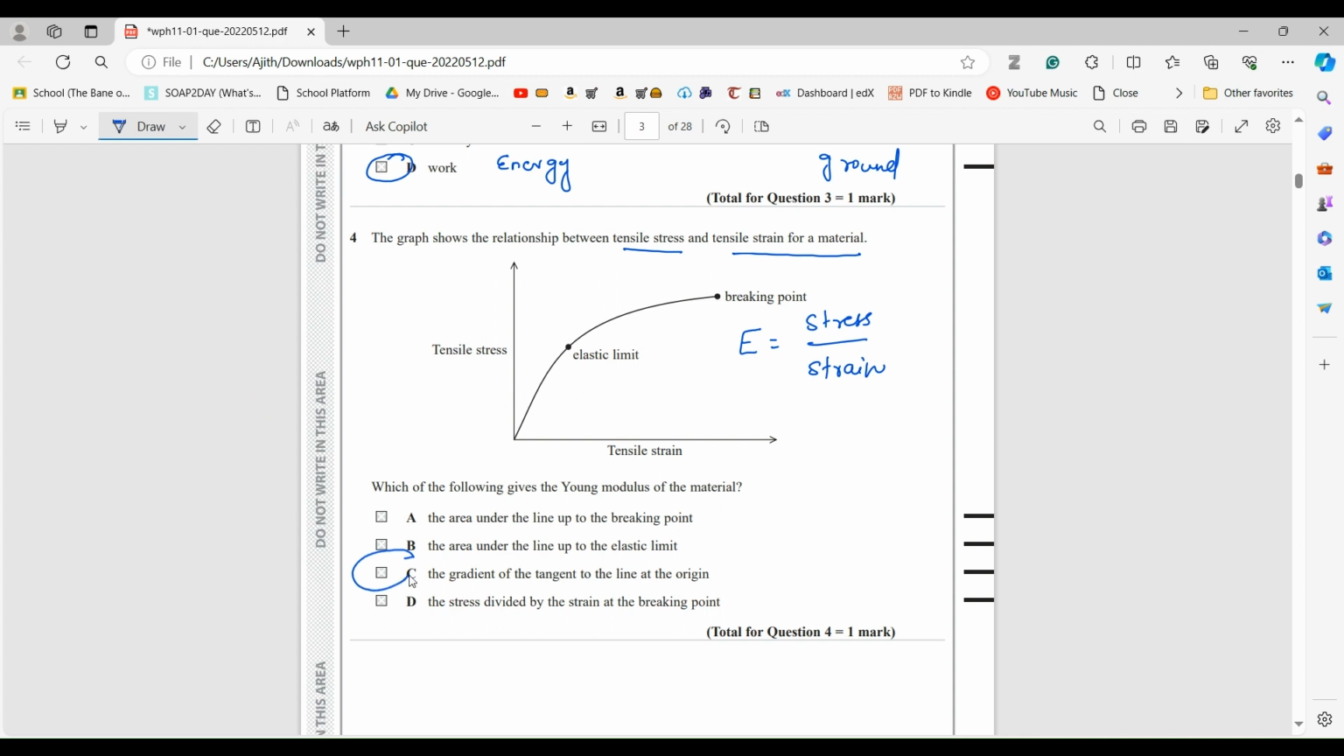So you will draw a tangent to the line at the origin. So at the maximum curve, you will have to draw a tangent, and then you will find out what is the gradient of this line. That should give you the stress over strain, or the Young's modulus of the object.